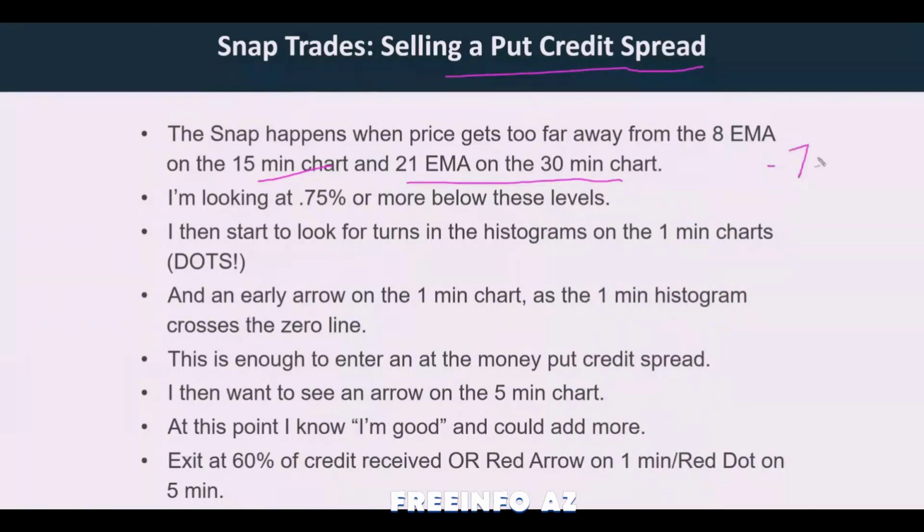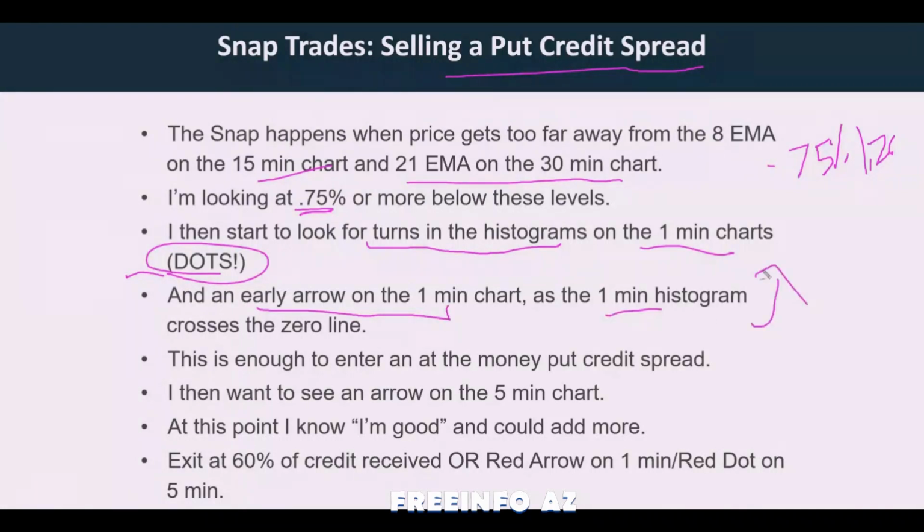Typically 0.75% to about 1.25% is what I've found. I'm fine at 0.75%, okay? And at that point, it's like, okay, let's see what's happening here. I then start to look for turns in the histograms on the 1 minute chart. That's the dots. That's typically what's going to show up first. And then I want to see an early arrow on the 1 minute chart as the 1 minute histogram crosses the 0 line. That is enough to enter an at the money put credit spread, as long as these conditions are met. We're at least 0.75% away below that key level, and I'm starting to see dots on the 1 minute chart, and then an arrow on the 1 minute chart.